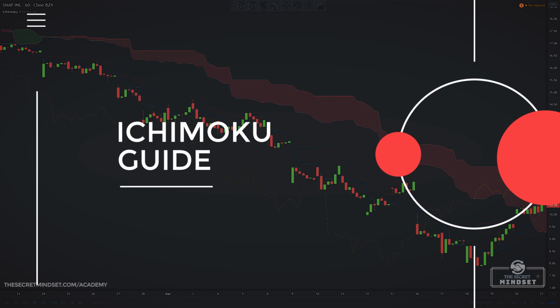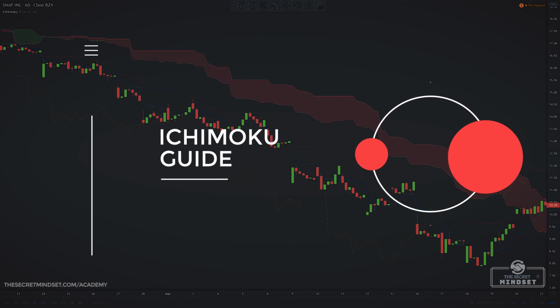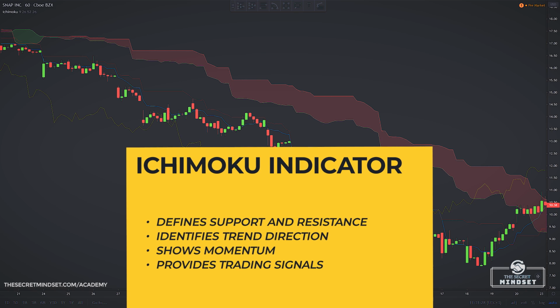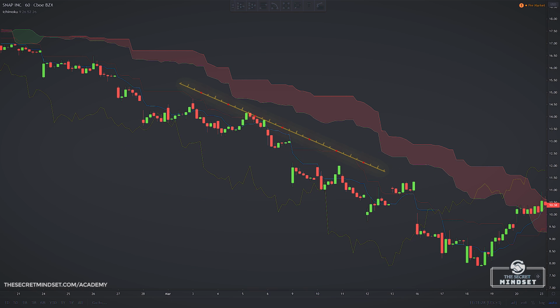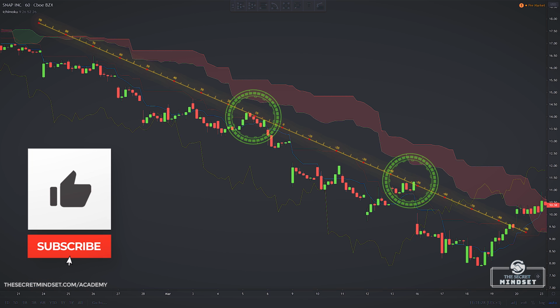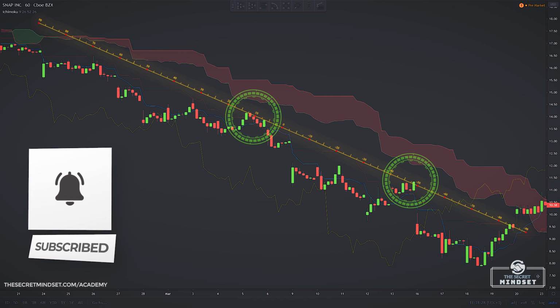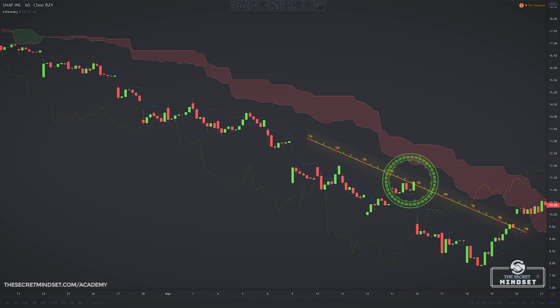Ichimoku Cloud is a versatile indicator that defines support and resistance, identifies trend direction, shows momentum, and provides trading signals. Even though the Ichimoku Cloud may seem complicated when viewed on a price chart, it is actually a rather straightforward indicator. The concepts are easy to understand, and the signals are well defined.